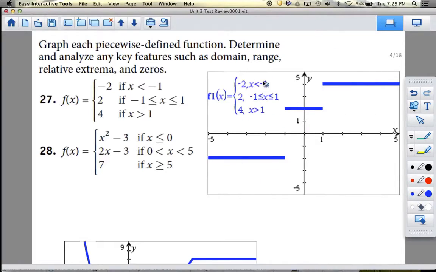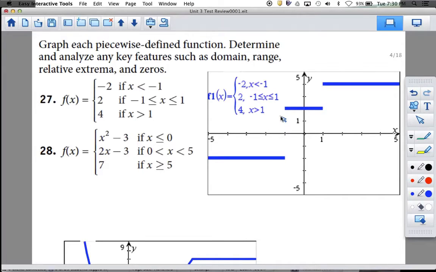Make sure you can plug it in, make sure you know what the graphs look like. Pay close attention on your test. The answer choices are very similar to each other, so pay really close attention on what the inequalities are. Make sure you set it up in the calculator correctly and all that fun stuff, okay? So let's see, analyze any key features such as domain, range, relative extrema, and zeros.